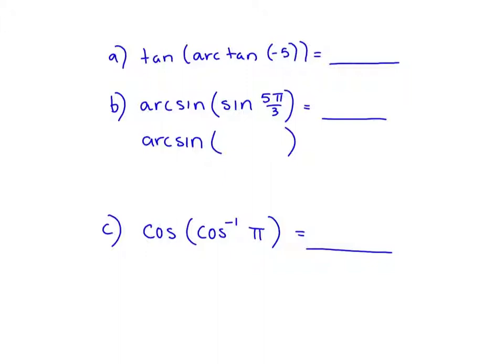Okay, here are some examples of the properties that we just did. Notice here that you have the tangent on the outside, just like the properties. So if you take the tangent of the arc tangent, notice they're both tangents, of -5, then I can say that this would equal -5. So this is the x right here. As long as it's the tangent of the arc tangent, I'm good, I've got -5. Now this one, notice that it starts with an arc and has a sine. That's not the property.